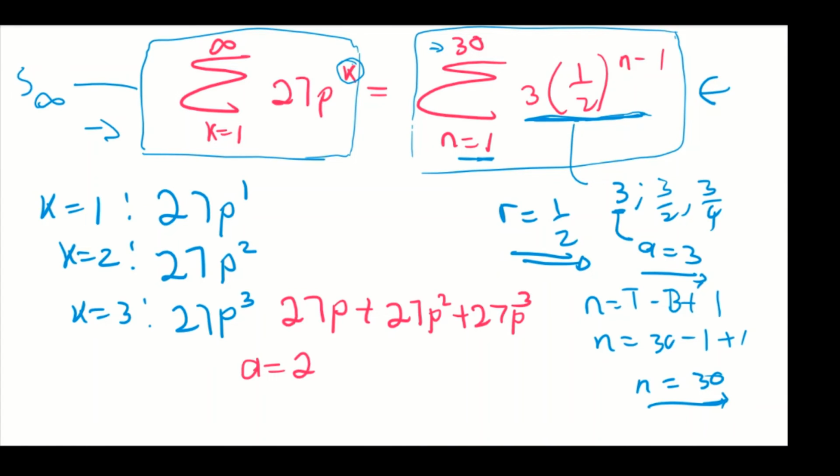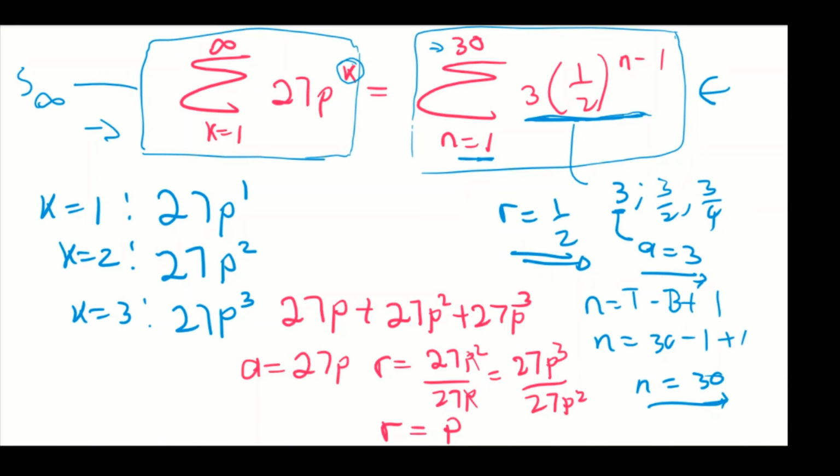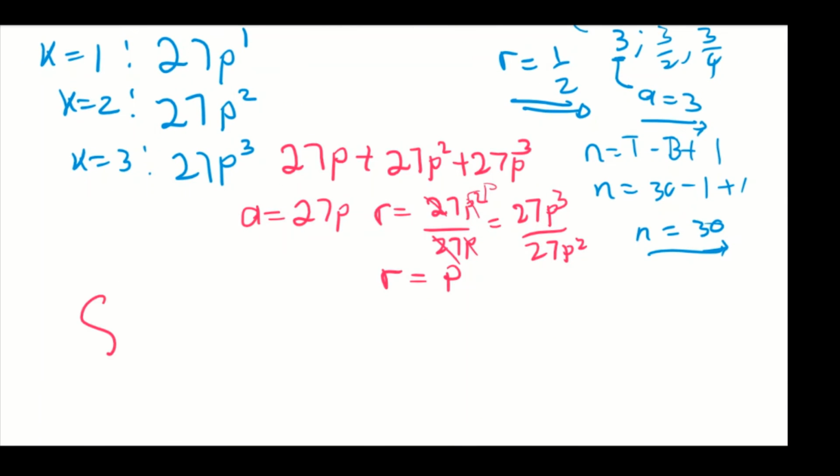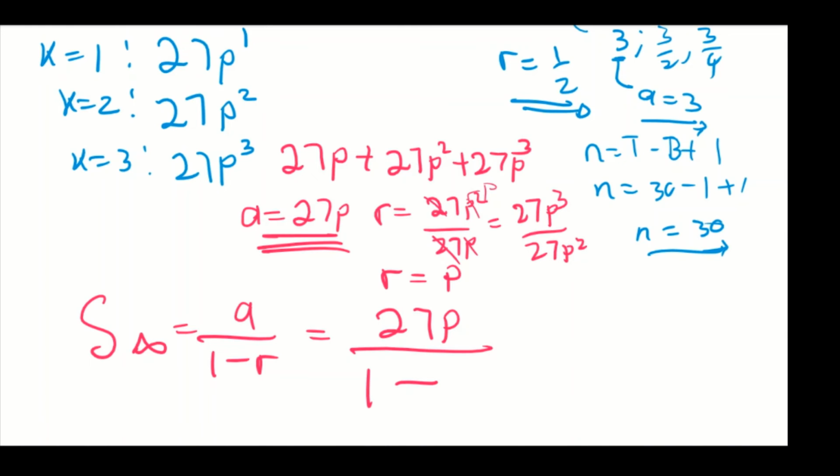So our a value is equal to 27p, and then our r, because this is a sum to infinity, is going to be 27p squared over 27p, equal to 27p cubed over 27p squared. So our r here is going to be p, because the p will cancel the p, remain with p, and the 27 will divide out. So your r is equal to p. Now to find the sum to infinity, which is equal to a over 1 minus r, our a value is 27p, so it's going to be 27p over 1 minus our r, which is p. So this would be your equation 1, the sum to infinity, right?